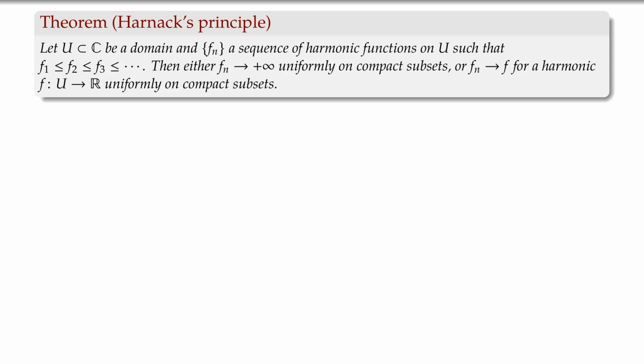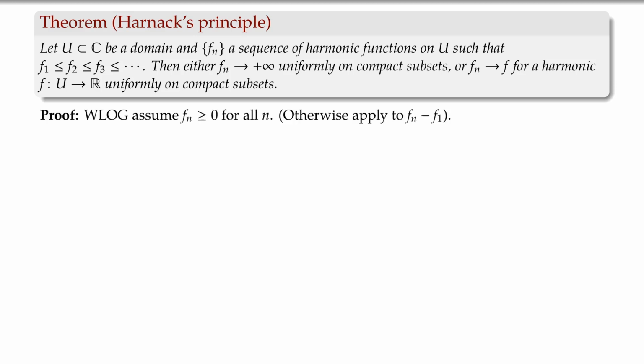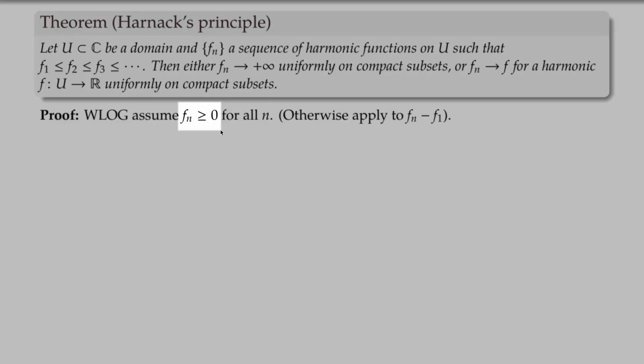So this is an amazing result in some sense, and you can prove a variant of Montel's theorem for harmonic functions with this. So it's that kind of a theorem. So first, without loss of generality, assume that these are all non-negative. Why can you do that? Well, you can always subtract the first one from all of them, and then the first one would be 0, and you'd get that they're all non-negative.